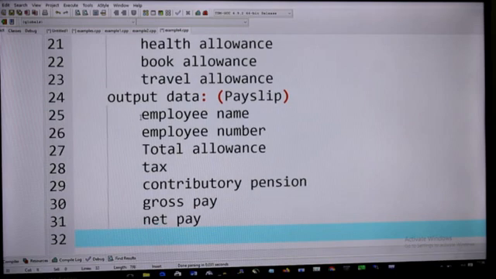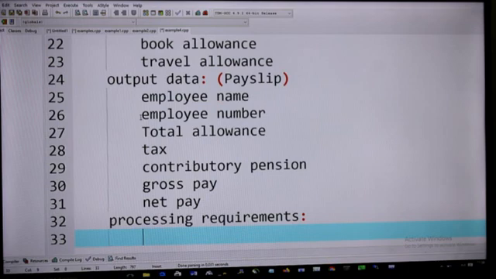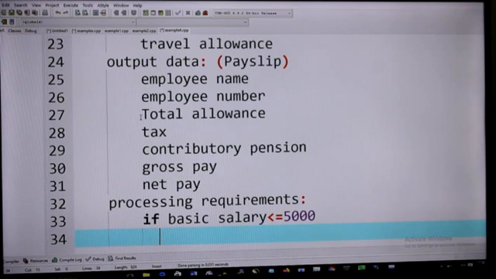Also, now, what are the processing requirements? It has been clearly stated here that for us to know the tax, we are going to consider the basic salary. If basic salary is less than or equal to 5,000 naira, so the tax the person will pay will be equal to 5% of whatsoever the basic salary is.